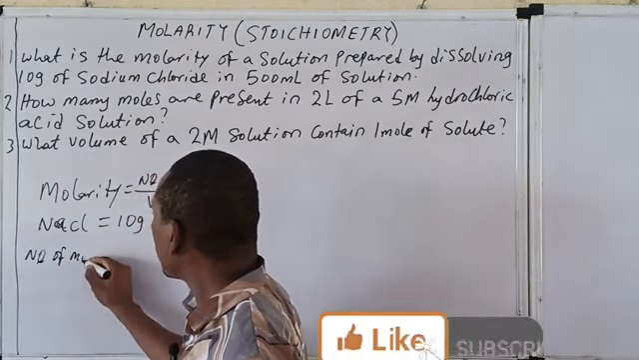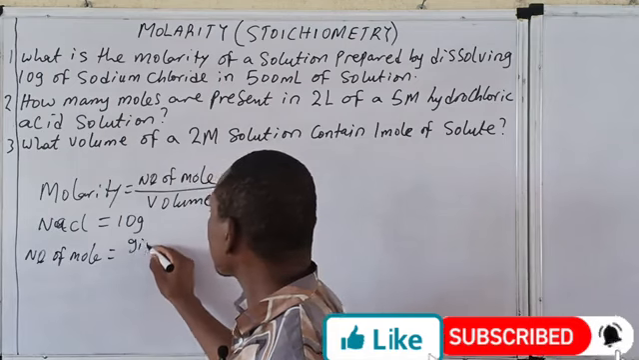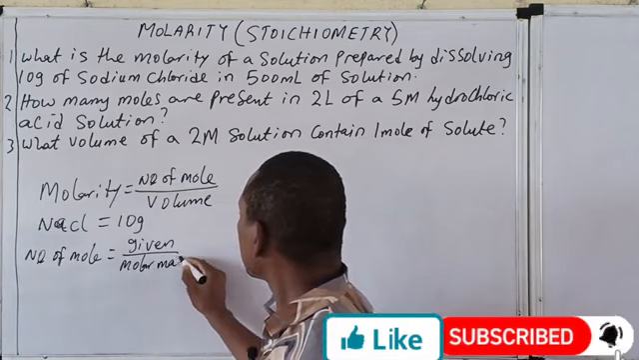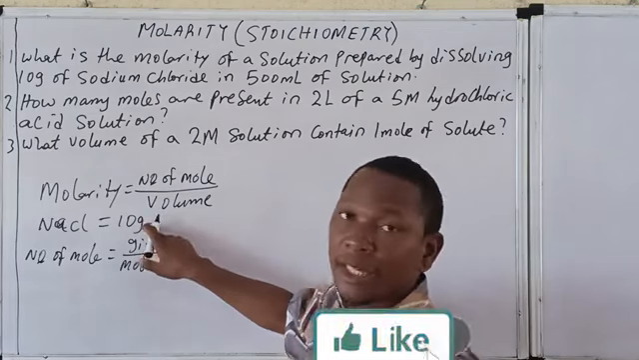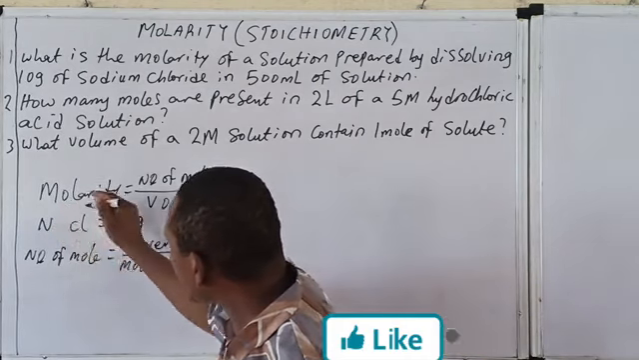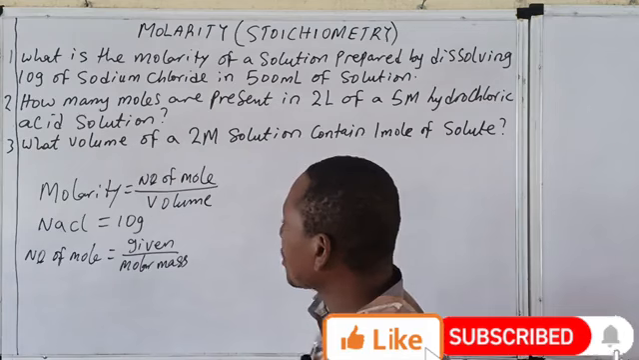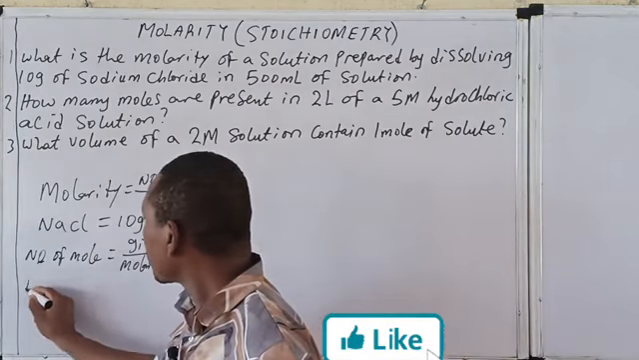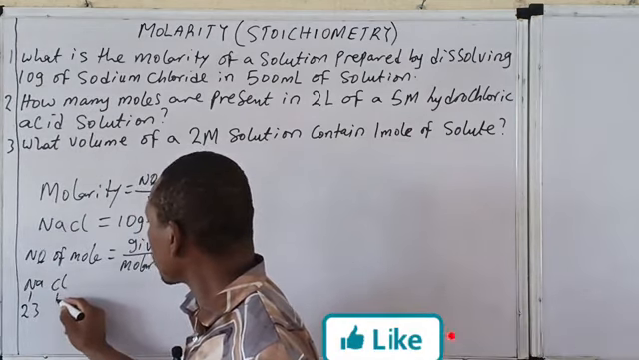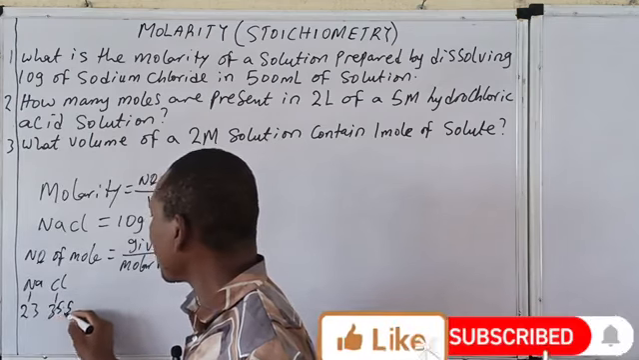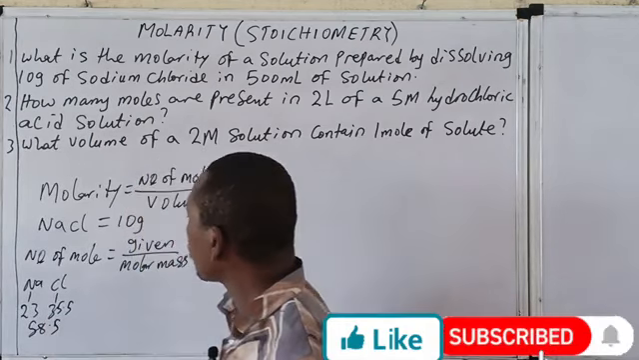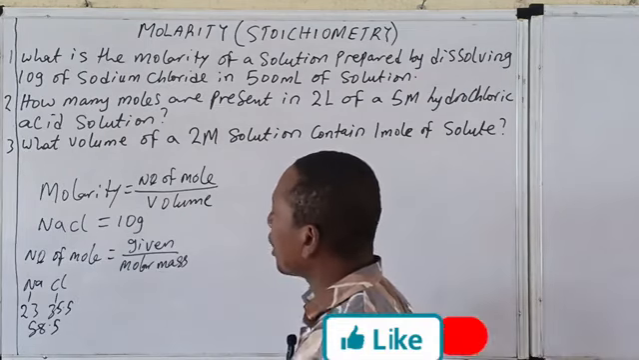Number of mole is equal to given mass over molar mass. So the given mass is 10 gram. But what is the molar mass of sodium chloride? So let's just calculate for that. The molar mass of sodium is 23. Chlorine is 35.5. And if you add, you have 58.5.